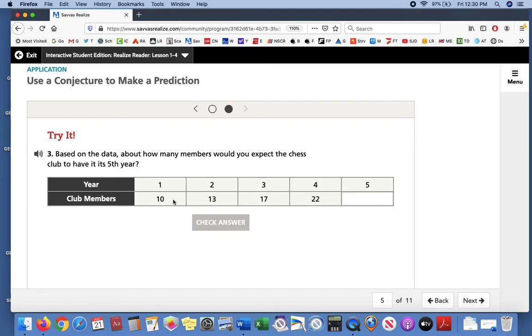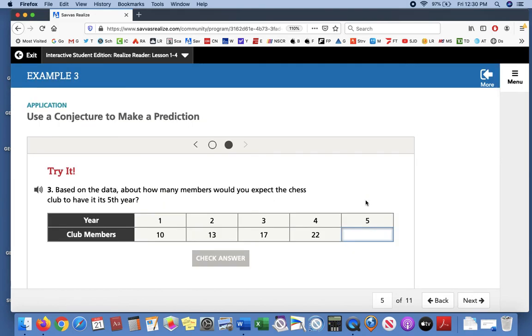I'm just noticing it's going up. I'm not going to do the division thing because there might be an easier pattern. It might be going up by the same amount every time. From 10 to 13, it's going up by 3. 13 to 17, it's going up by 4. 17 to 22, it's going up by 5. Very good. 3, 4, 5. I'm going to add 6 and get 28.